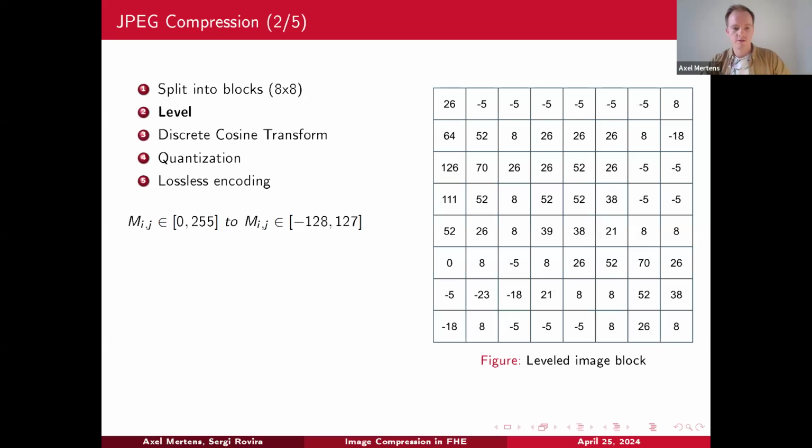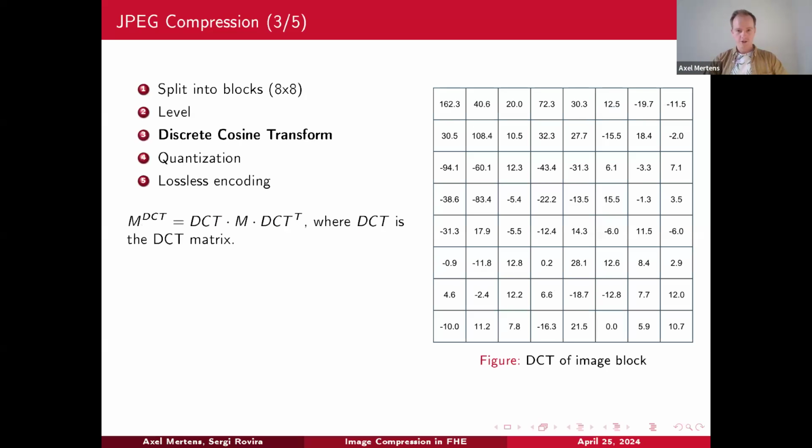Then the next step is to level it, which means we just subtract 128 from it so that the values are centered around 0. The next step is to do the discrete cosine transformation. This transformation can actually be done with just 2 matrix multiplications from the DCT matrix. And then we get floating point numbers in the matrix. In this matrix, the top left element signifies the lower frequencies, and the bottom right is the higher frequencies.